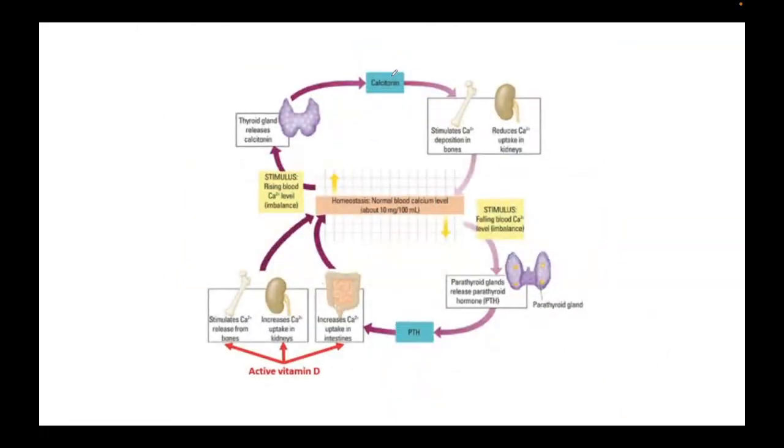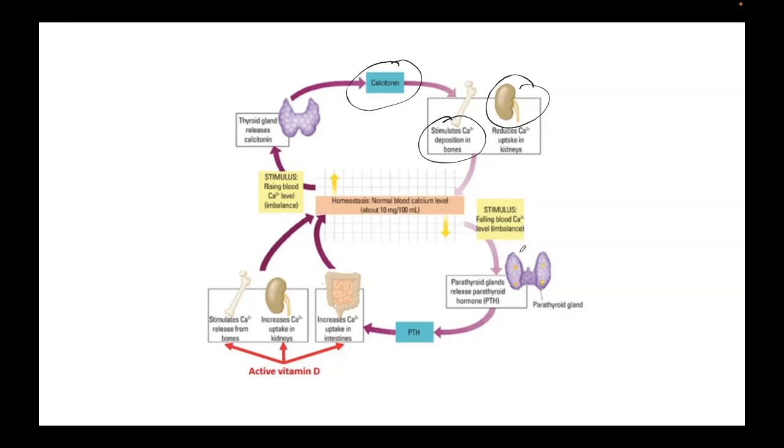So in this particular case, we see some sort of stimulus raising the calcium level. So the thyroid says, okay, we have too much calcium. We're going to release calcitonin, and calcitonin is going to store calcium in the bone, right? We're going to deposit any additional calcium here, and we're going to reduce any type of calcium uptake in the kidneys. Okay, and that will help to stimulate the fall of the blood calcium because it was too high.